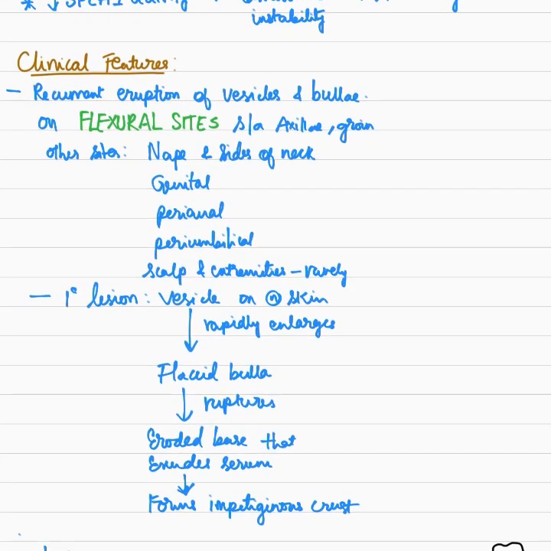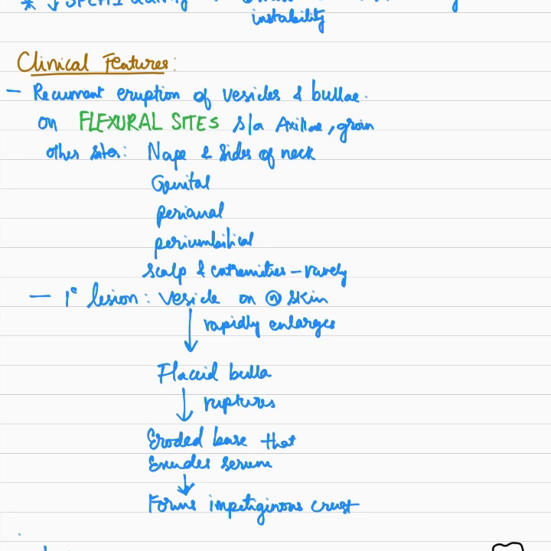Coming to clinical features, it is a recurrent disorder and there is going to be recurrent eruption of vesicles and bullae, especially on flexural sites such as axilla and groin. Other sites affected include nape and sides of neck, genital regions, perianal and periumbilical regions. Rarely scalp and extremities are also affected.